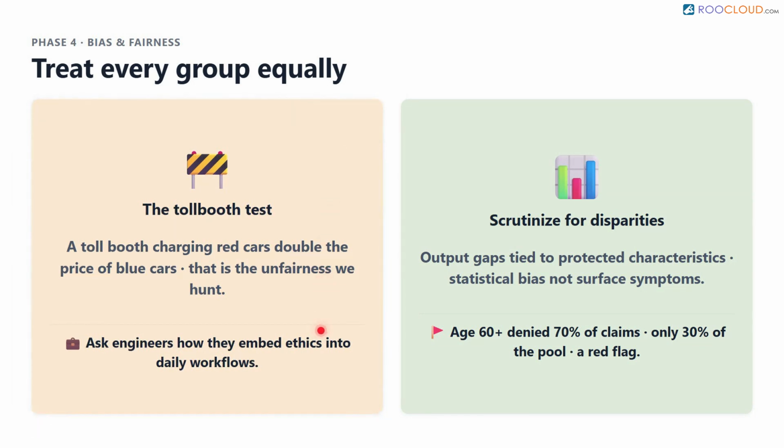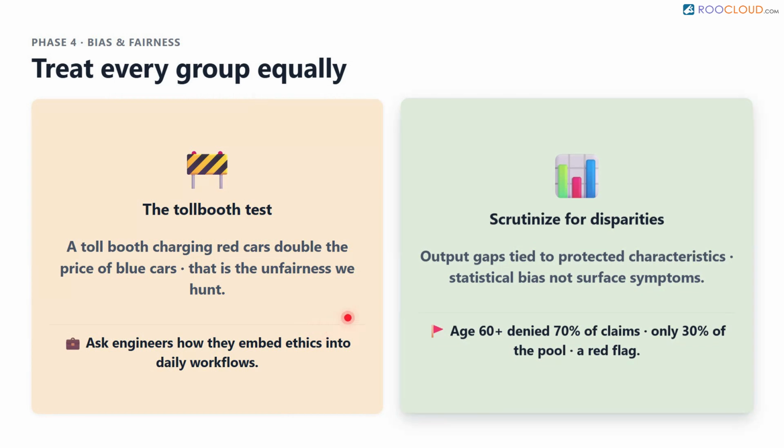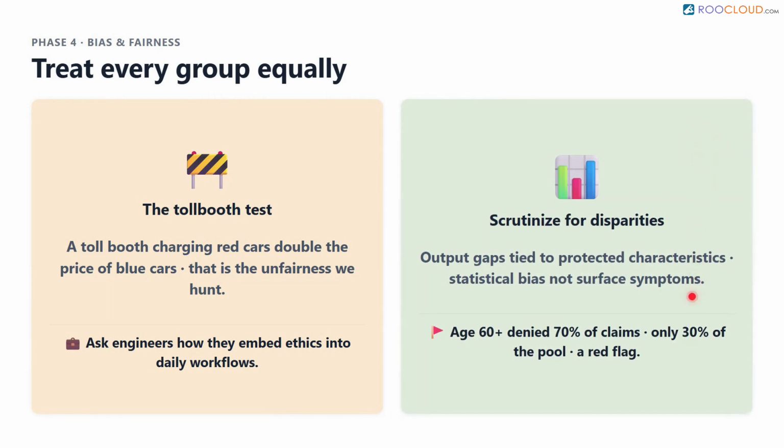We ask the engineering team how they embedded ethical considerations into their daily workflows. We scrutinize the output to detect disparities tied to protected characteristics. For example, if we find that treatment claims from patients over the age of 60 are denied 70% of the time, while they only make up 30% of the applicant pool, we have identified a massive red flag indicating a biased system.